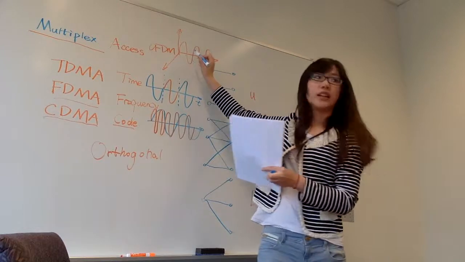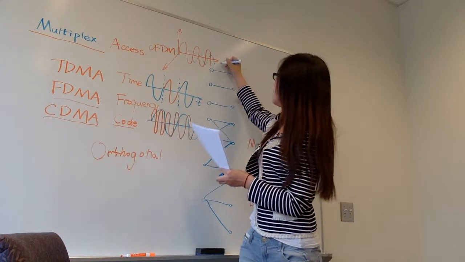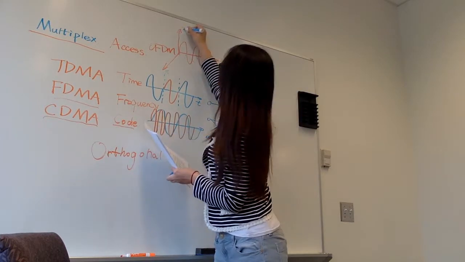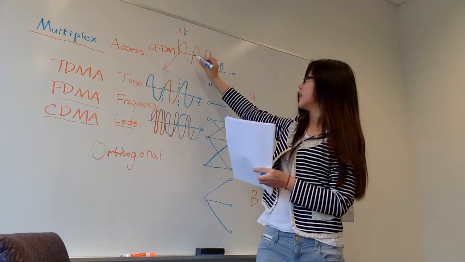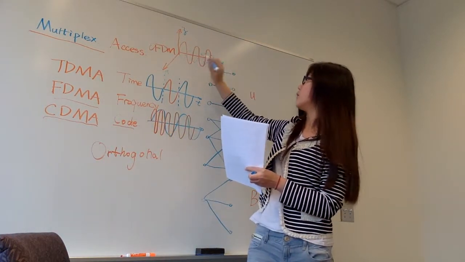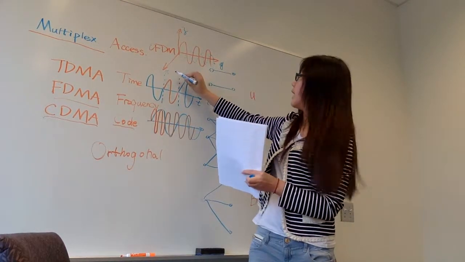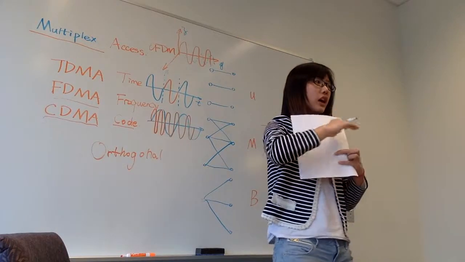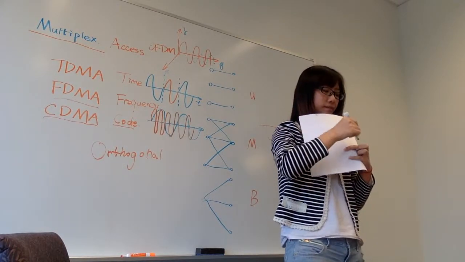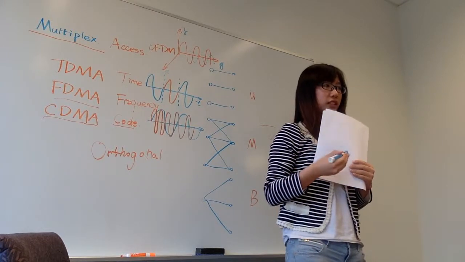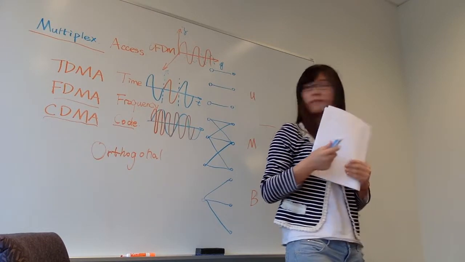This orange line, this signal, is in the plane of Y and Z, but this one is in the plane of X and Y. So they are orthogonal in this case. Okay. And they can communicate with each other simultaneously. Is that clear? Yeah, that's clear.